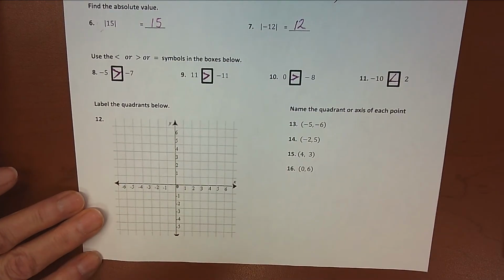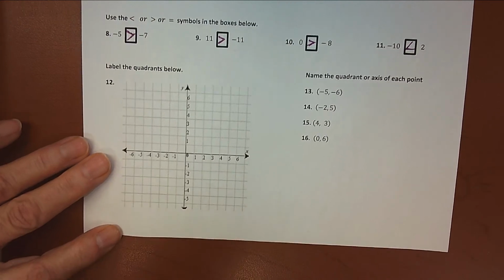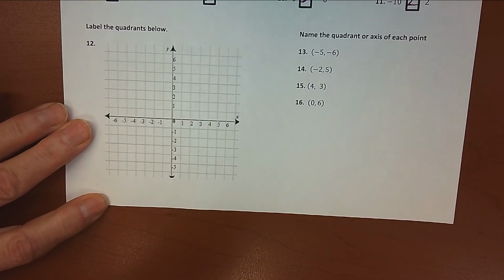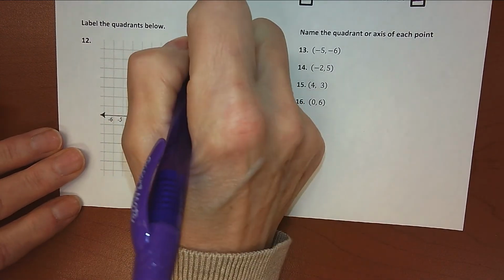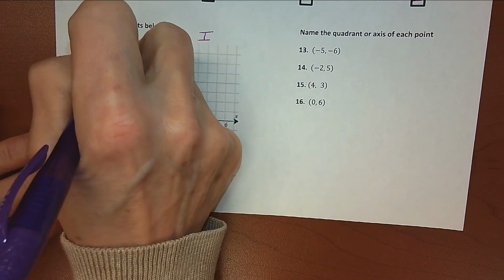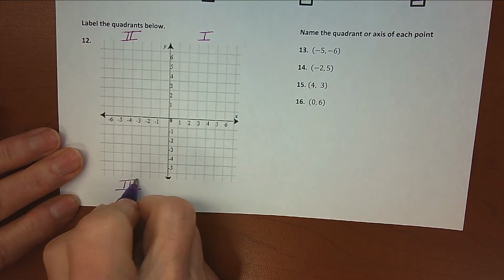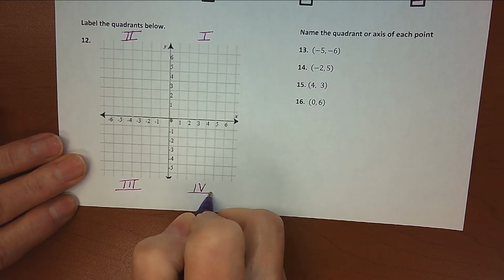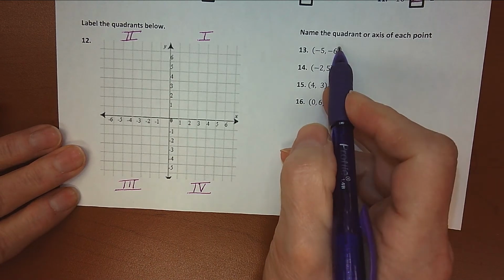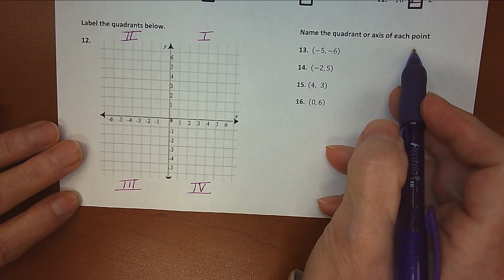Alrighty. Next one, label the quadrants below. So first of all, we're going to label these quadrants. We've got quadrant 1 here. We've got quadrant 2 here. We've got quadrant 3 here. And we've got quadrant 4 here. And then we're going to name the quadrant or axis of each point.